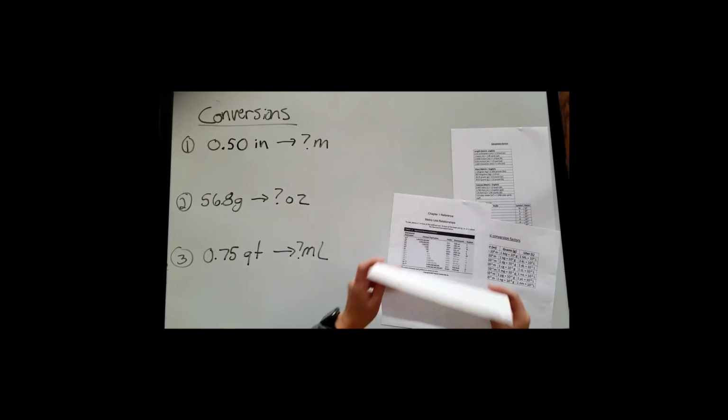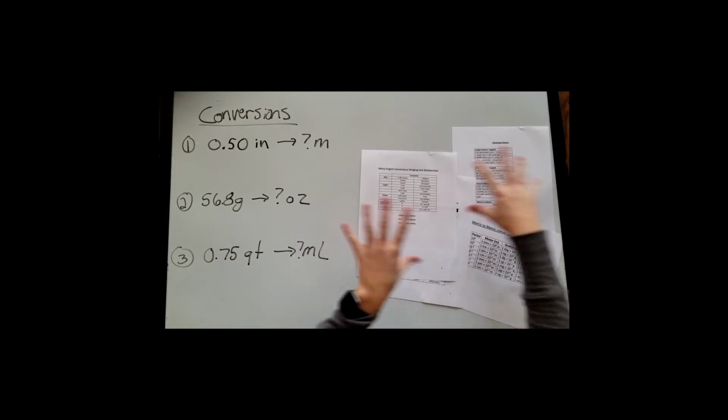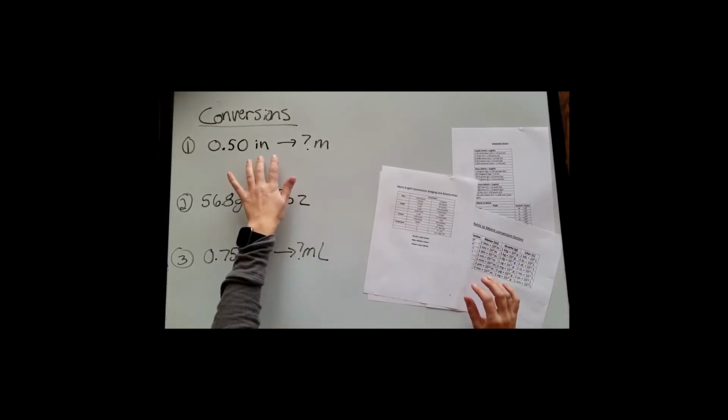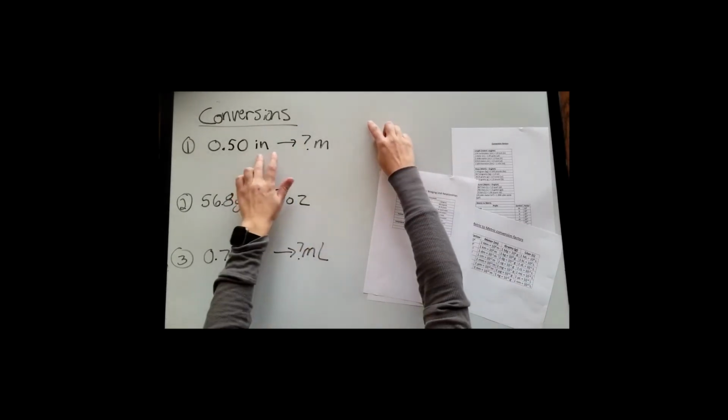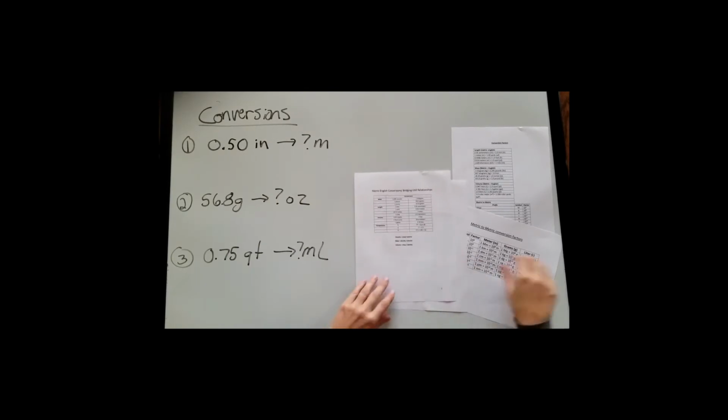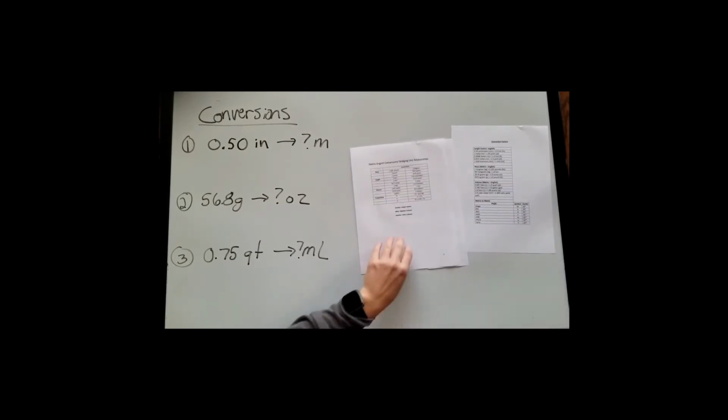The first thing you want to do when approaching a conversion factor type problem is figure out what type of conversion factor it is, because that will help you figure out which sheet is going to apply. In this case, inches to meters, this is English to metric. So for English to metric, we're going to be using these tables here.